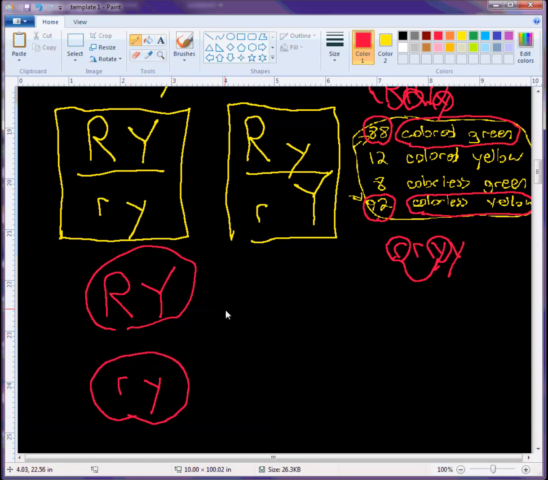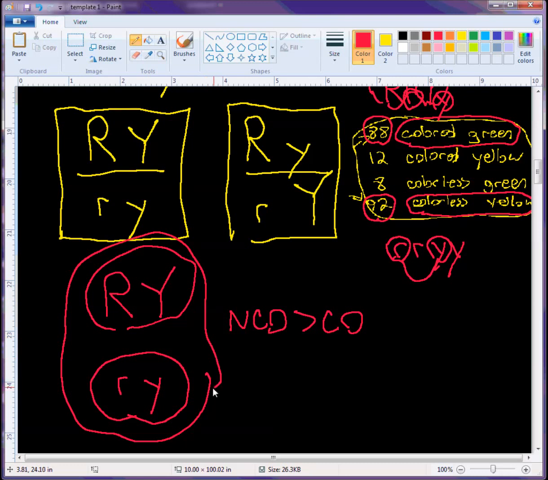And we also know that non-crossover gametes always outnumber crossover gametes. So these gametes right here have to be the non-crossover gametes from the unknown parent. And the only way for those to be the non-crossover gametes is for this to be the correct arrangement of alleles in the unknown parent.